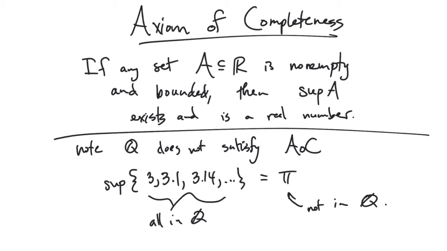They don't include all the sups. But the real numbers are complete because they do include all the sups. They also include all the infs, although it's not necessary to say that as part of the axiom. In fact, if you want to prove that the inf always exists and is a real number, you can prove that using this axiom, as a theorem. You don't have to assume it. Okay, this is the axiom of completeness.